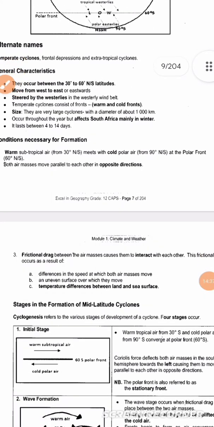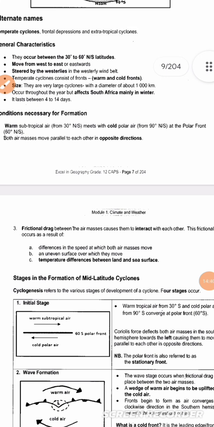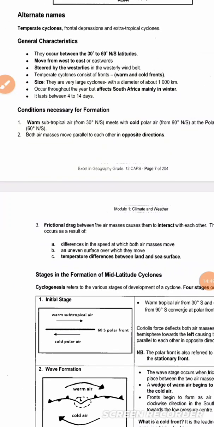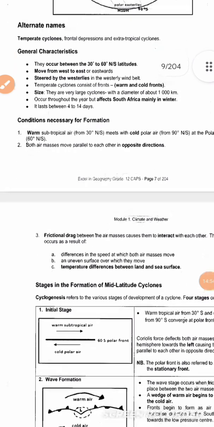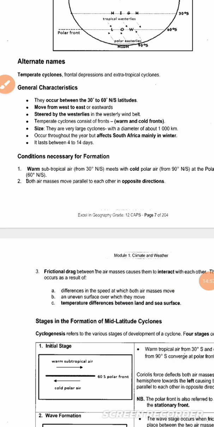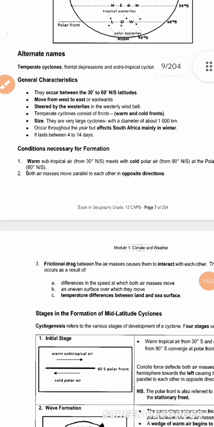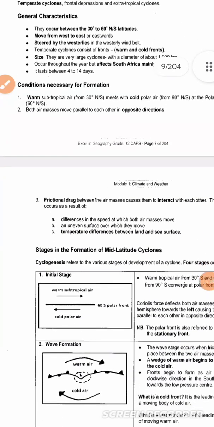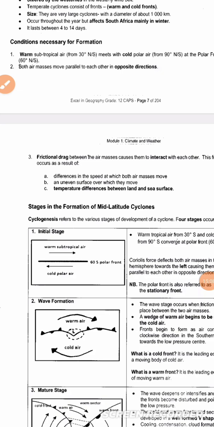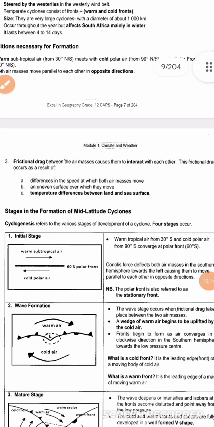We have another condition necessary for the formation of a mid-latitude cyclone, which is frictional drag. First one, we said that warm subtropical air meets with the colder polar air. Then the second one, they move parallel to each other. The third one is frictional drag. Let's now look into detail at what frictional drag is.